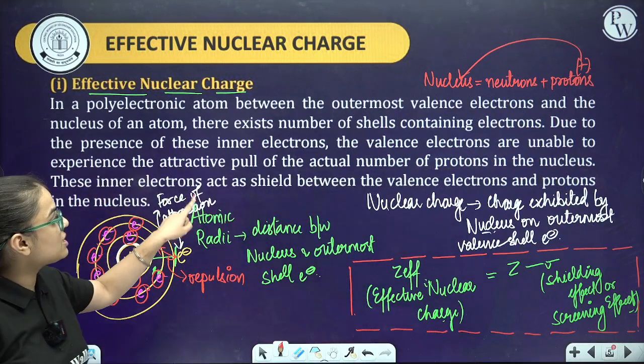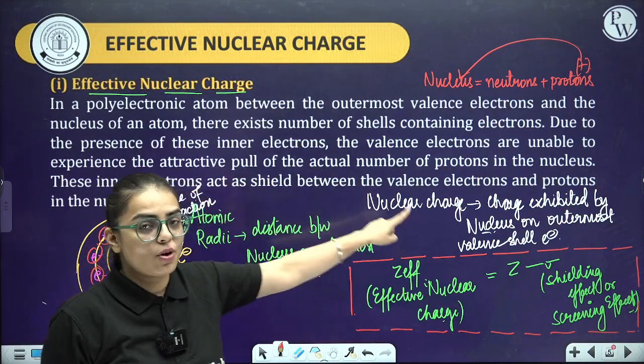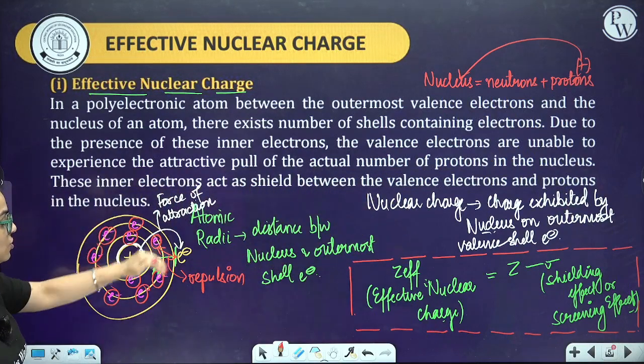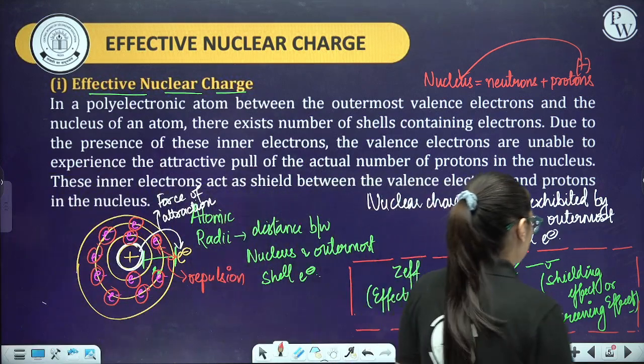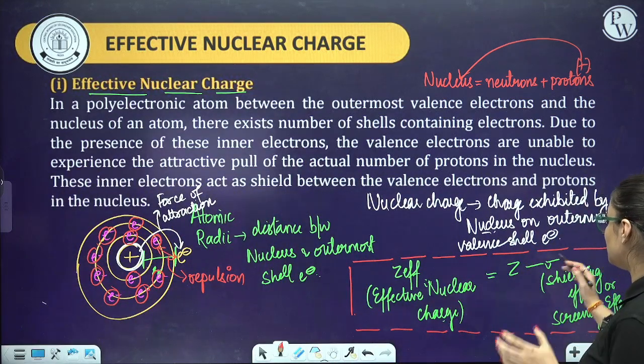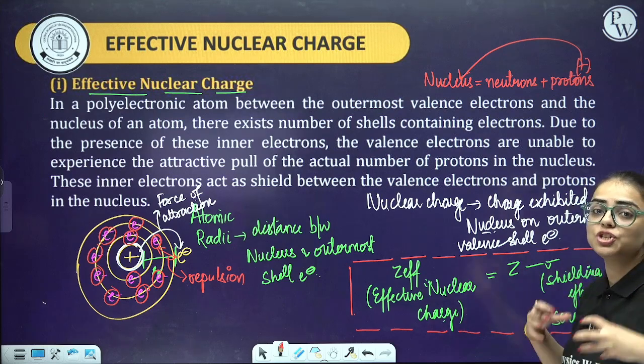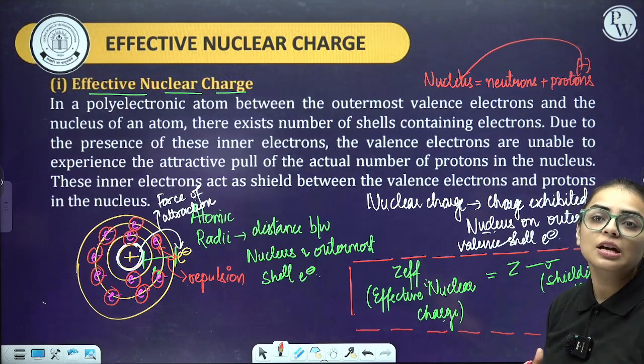These inner electrons act as a shield between the valence electrons and the protons in the nucleus. So they are creating a shield so that the electron cannot come inside. Got my point? Now you know what effective nuclear charge is. This Z is the atomic number. This sigma is the value of the shielding effect, or the shielding power, that we are seeing over here.